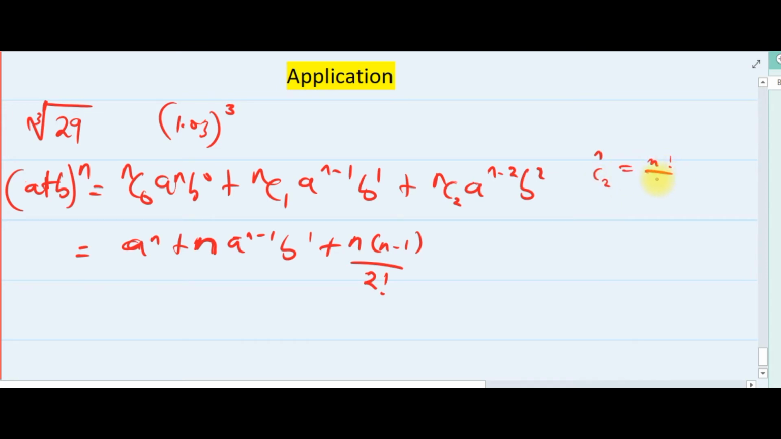This is n factorial over (n minus 2) factorial times 2 factorial. And we know we can write n factorial as n times (n minus 1) times (n minus 2) factorial, over (n minus 2) factorial times 2 factorial. So that's how we got this. So let's finish up: a^(n minus 1) b.